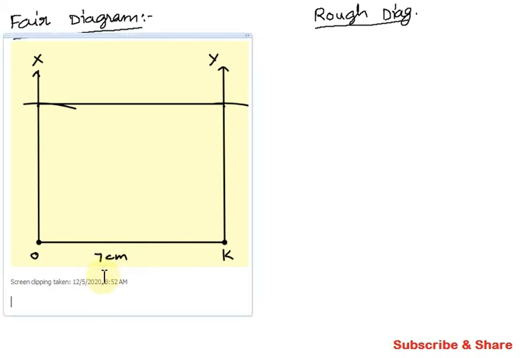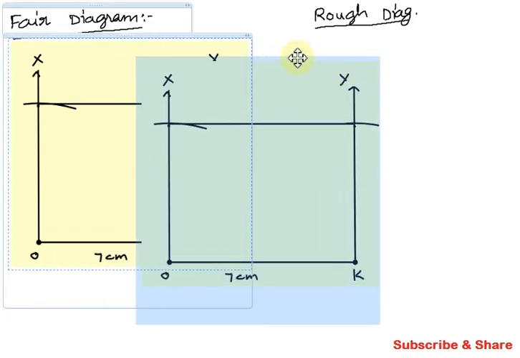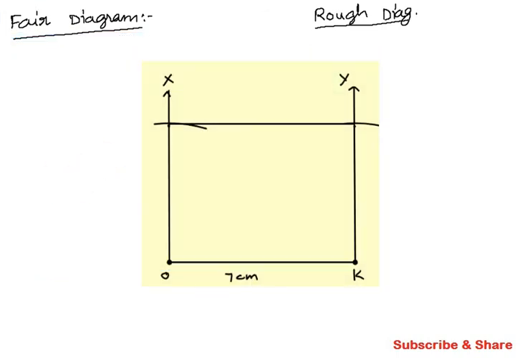Now we have completed the fair diagram. We just mark the points now. This will be A and this will be Y. We know this will be 5 centimeter and this angle will be 90 degree. This angle also 90 degree. So this will be the required fair diagram.